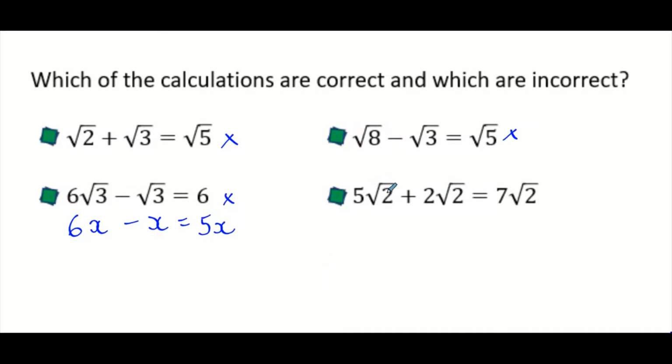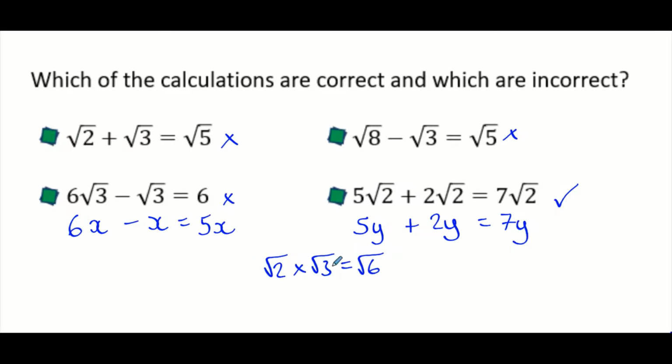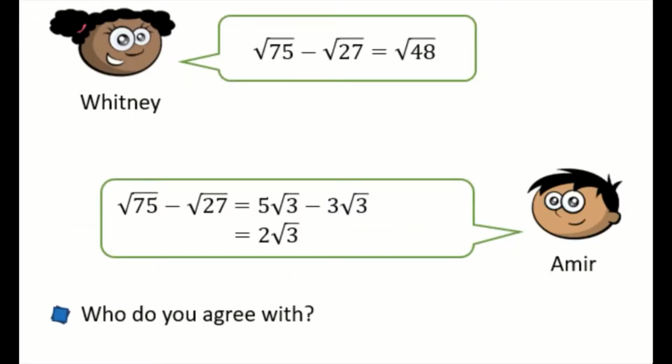But finally this one, if this time we said, well, let's call it y now, if root 2 was the y, if we had 5y add 2y, then we should have 7y. And you'll find 5 root 2 plus 2 root 2 does give you 7 root 2. So that was the only calculation there that was correct. This is an important thing to learn, that you can't just add and subtract surds in the way that we can multiply and divide. If you remember from before, root 2 times root 3 is the same as root 6, but root 2 plus root 3 is not the same as root 5. Pause the video and have a go at these.